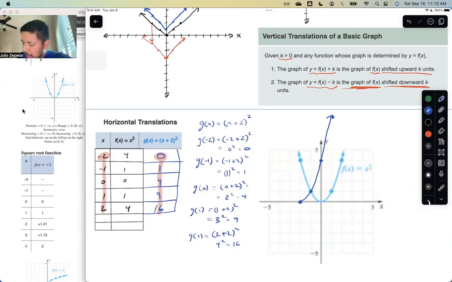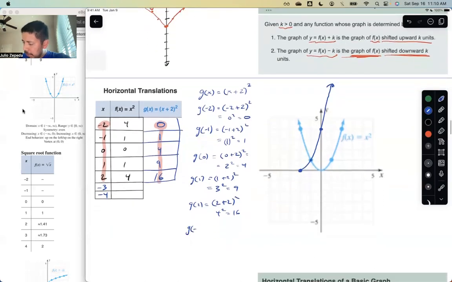Let's go ahead and try plugging in -3 and -4. G of -3, I'll do this one in my head here. G of -3 is -3 plus 1, which is -1. We square that and we get +1. And then -4, G of -4 is -4 plus 2 squared. That's -2 squared, which is 4. Okay, so -3, 1, 2, 3, +1, that point goes there, and -4, 1, 2, 3, 4 goes there. Okay, so we get the other half of the parabola.